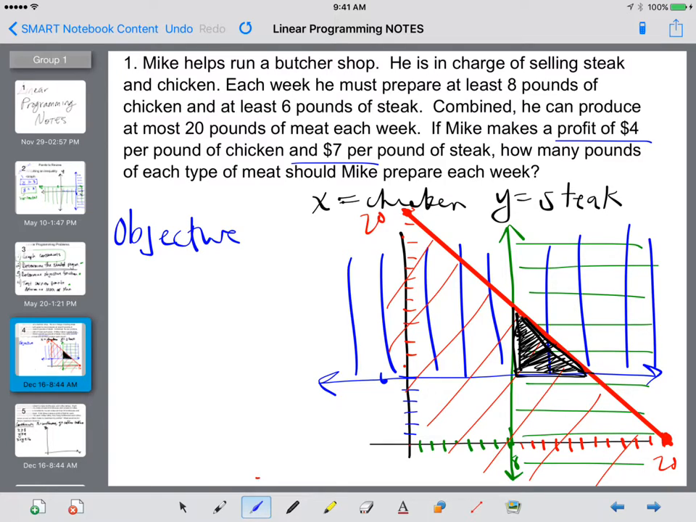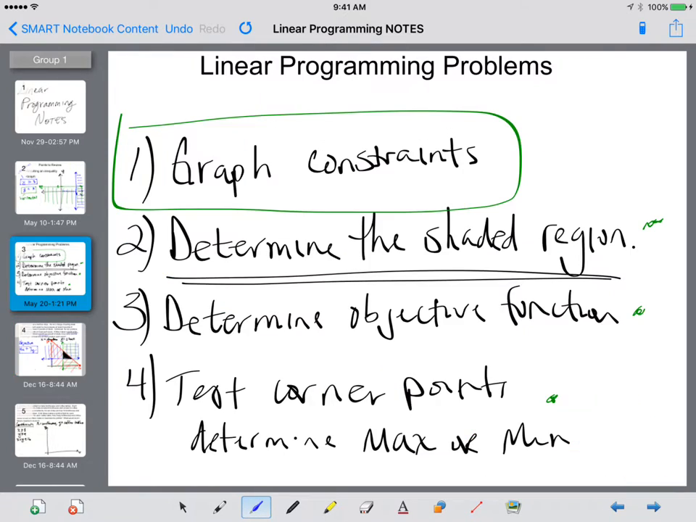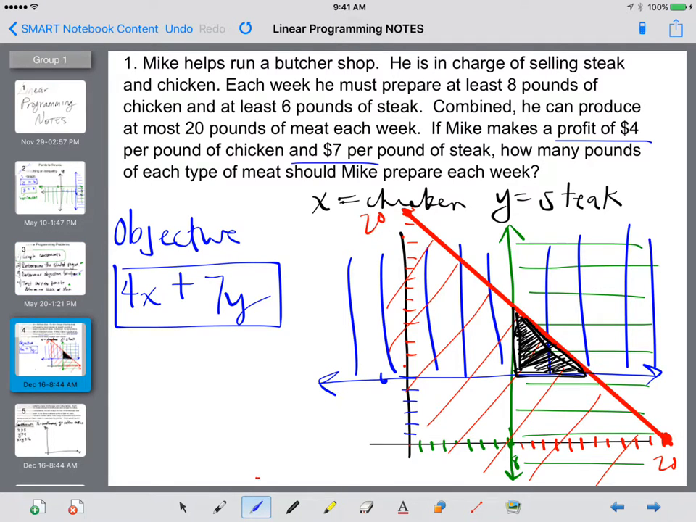If we make a profit of $4 per pound of chicken, that means we make $4 for every pound of chicken we buy. And we're going to add together the money we make with steak. We make $7 per pound of steak. So our objective function is 4x plus 7y. Bam, we determined our objective function. The last step in these problems, after we've graphed, after we shaded, is to determine these corner points that we need to test.